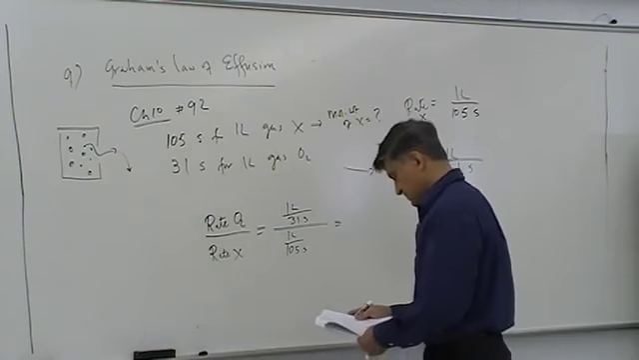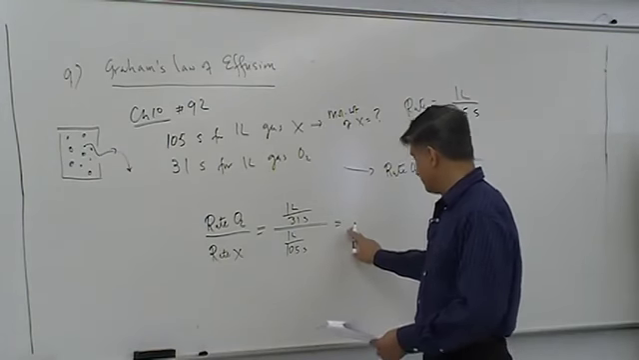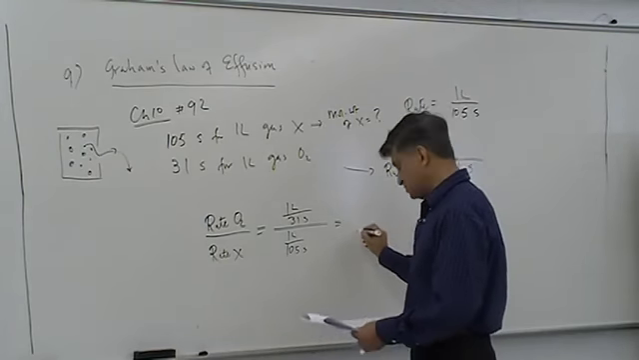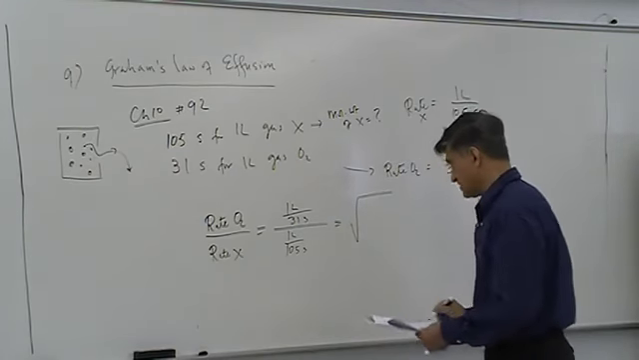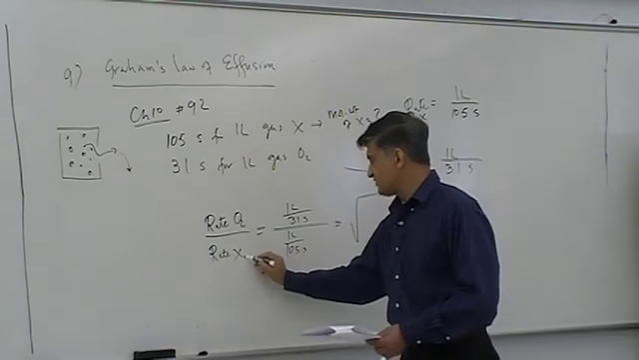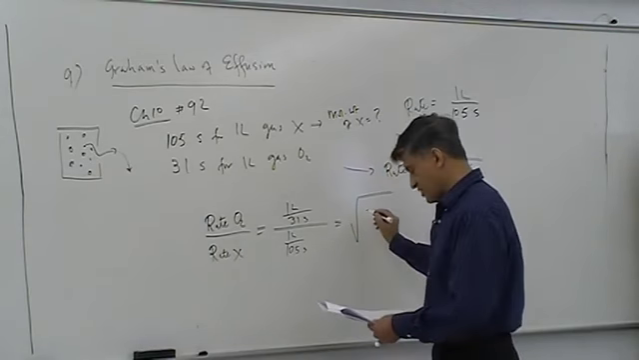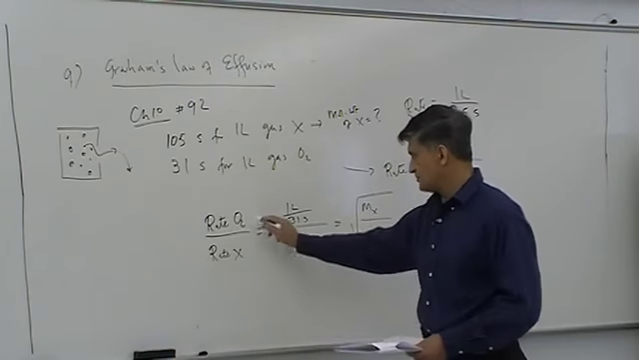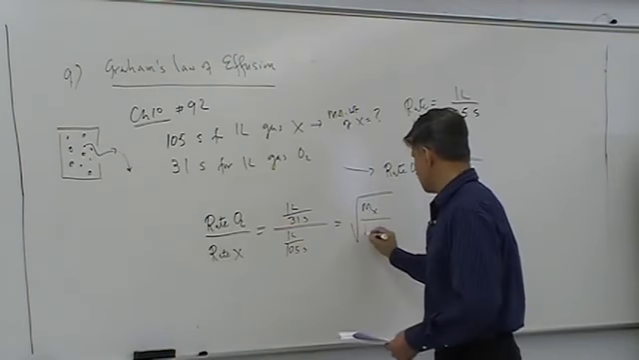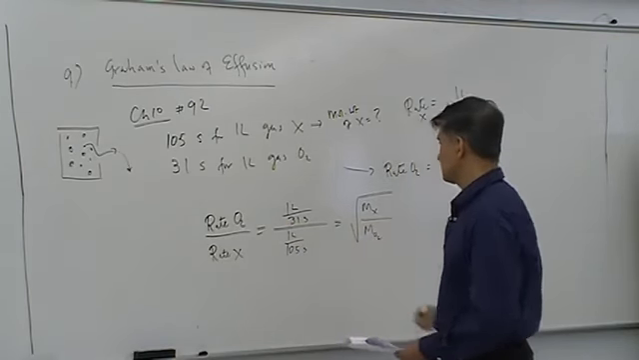Now, here we're going to apply Graham's law of diffusion, where rate is inversely proportional to the square root of molecular weight. Since the rate of X was on the bottom, its molecular weight would be on the top. And oxygen was on the top, so its molecular weight would be on the bottom. That's coming from Graham's law.